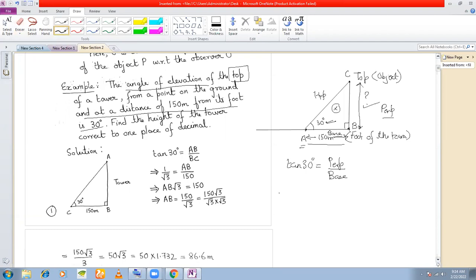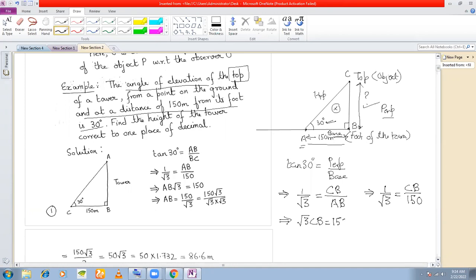So tan 30 is equal to perpendicular by base. Now tan 30 value, all of you know, is 1 by root 3, is equal to perpendicular. Which one is the perpendicular here? It is CB, right? And the base here is AB. Now which one do I know? I want to find out CB and I know AB. So that means now I can find out the value of CB. So cross multiply: root 3 CB is equal to 150. That means CB is equal to 150 by root 3.